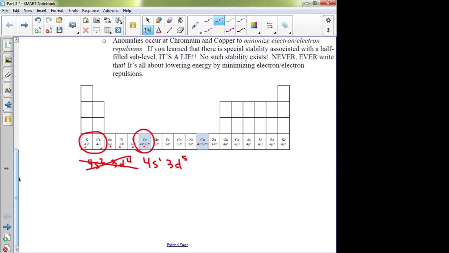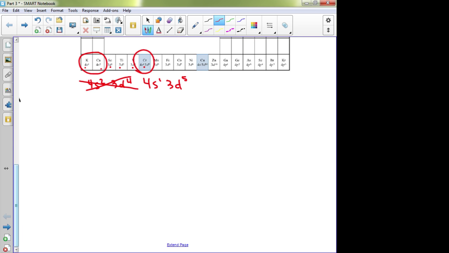And we say, but why? Why would that happen? If you get stuck on an electron configuration problem and you can't figure out the answer, you need to draw it. Okay? So if I drew this out the way I thought it should be, that's the way it would look.